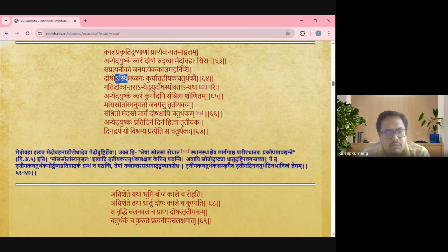Acharya gives one more concept, that is Anyadushka can also occur because of involvement of Shonita. Trutiyaka can also occur because of involvement of Mamsa Srotas. And Chaturtaka can also get involved because of Medu Marga Doshi. So this is the second level of involvement.